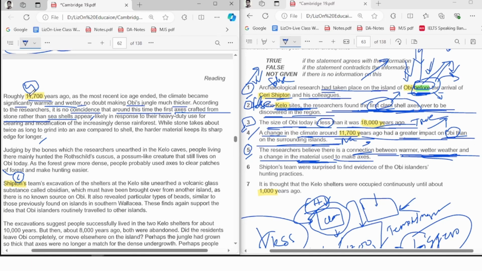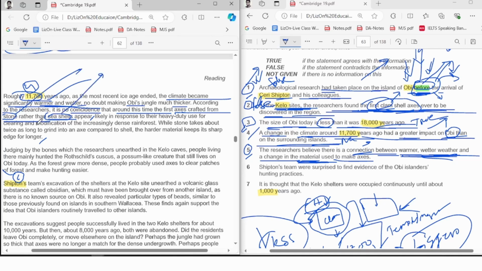Around this time means this time, right? The time the climate changed. The climate became warmer and wetter. They're saying the first axes crafted from stone rather than seashell appear. They're saying at this time they used stone instead of seashell. And they're saying why they did that.